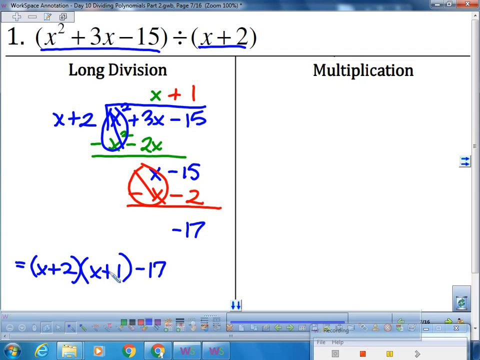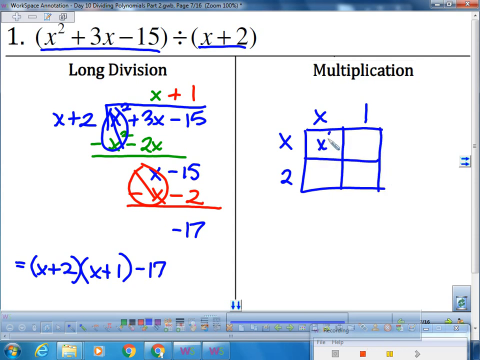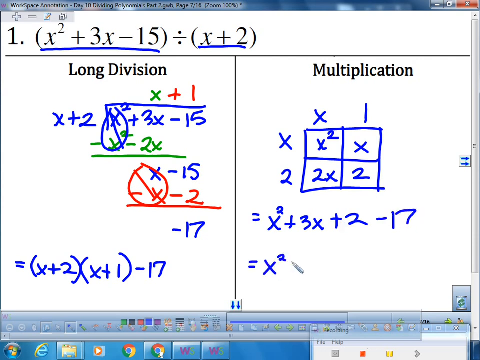Right? So if I put it in a box, I have x and a 2 and x and a 1. And I get x squared and x and 2x and 2, which equals x squared plus 3x plus 2, right? But we're also going to have to now subtract 17. And I get x squared plus 3x minus 15, which is exactly what I have up there. Okay?